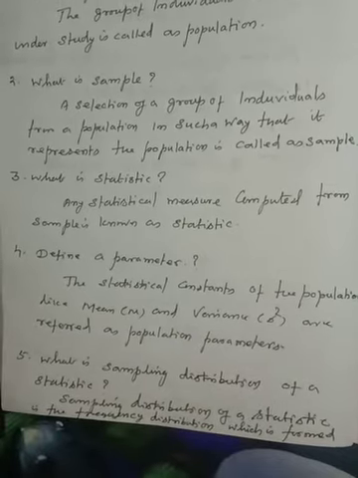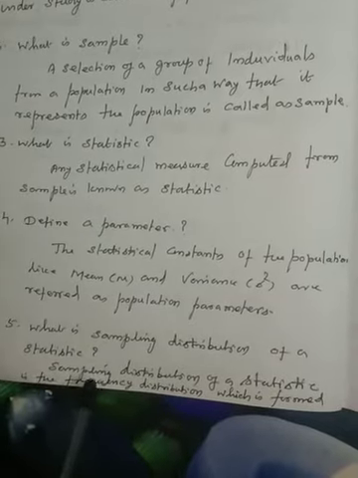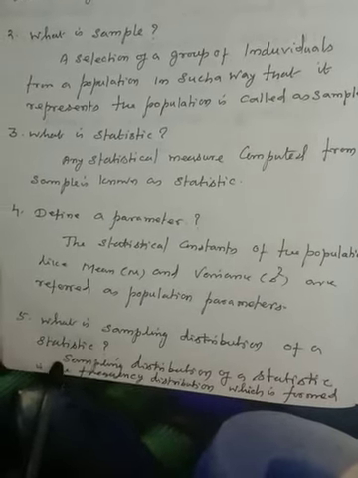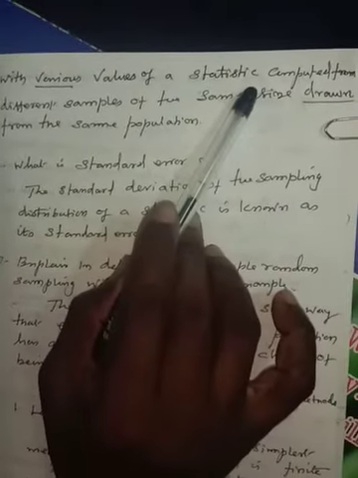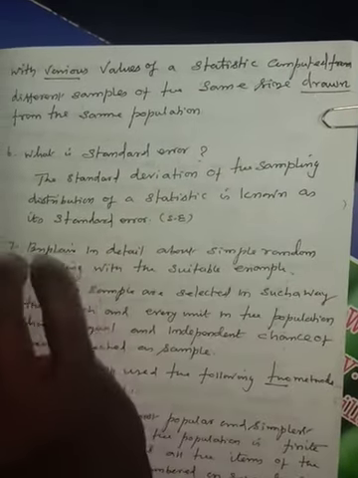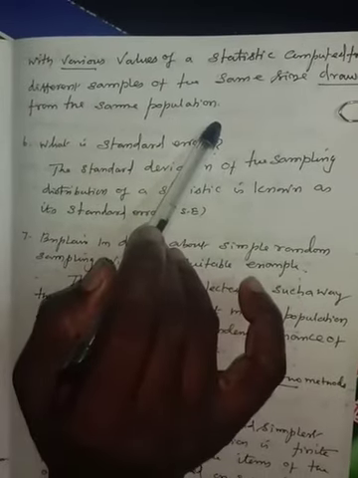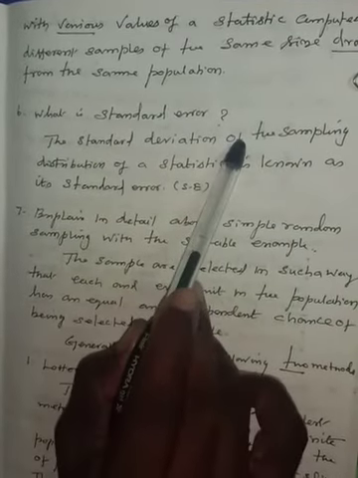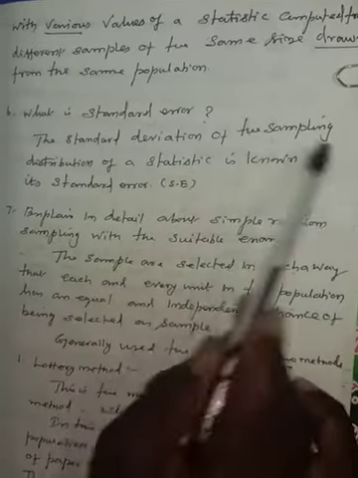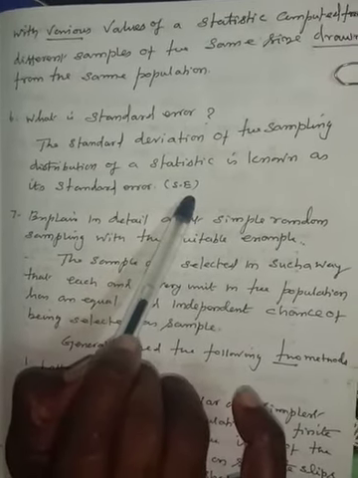Question number 5. What is the sampling distribution of a statistic? The sampling distribution of a statistic is the frequency distribution formed by the values of a statistic computed from different samples of the same size drawn from the same population. Question number 6. What is the standard error? The standard deviation of a sampling distribution of a statistic is known as its standard error, abbreviated SE.